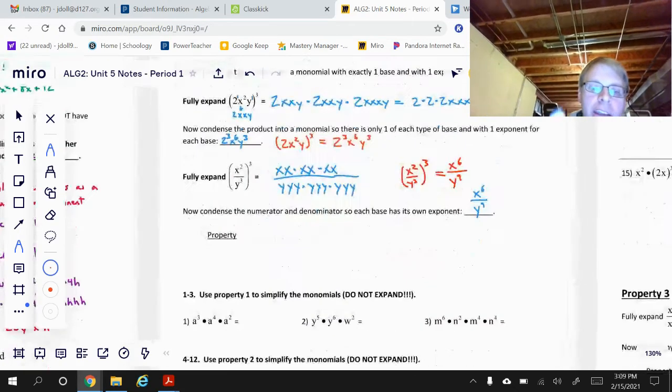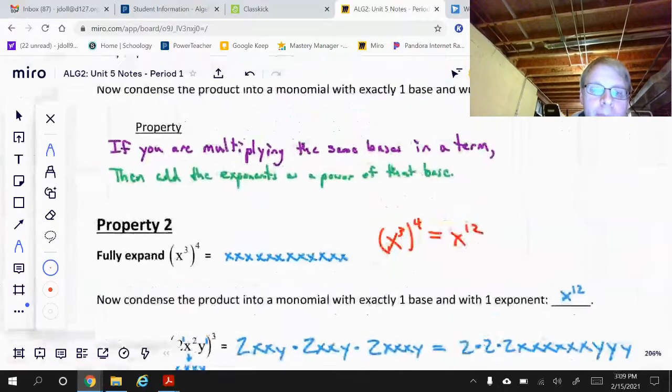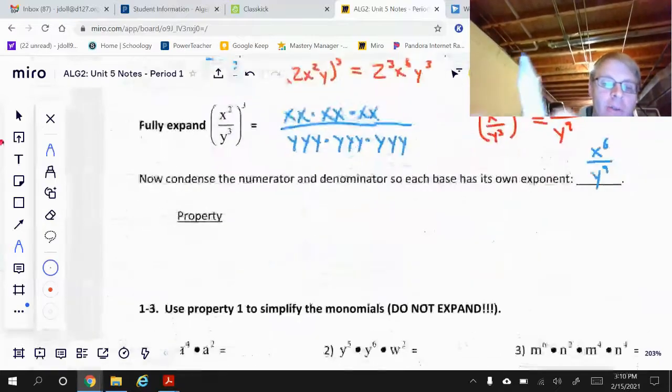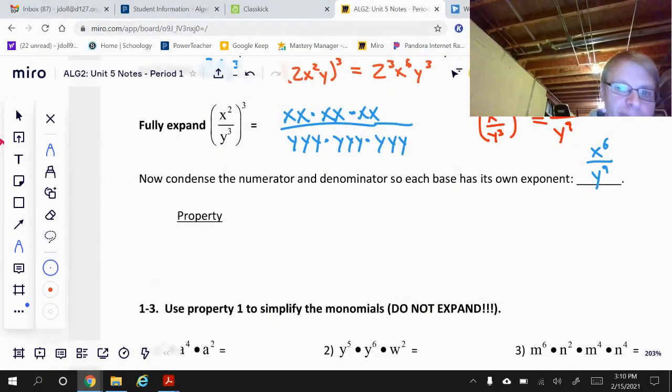All right, so let's talk here. Now, we discussed earlier that all of these properties can be written in an if-then format. The if tells us when to use the property. The then tells us what to do, how to use the property. So let's talk about the if part of this property.